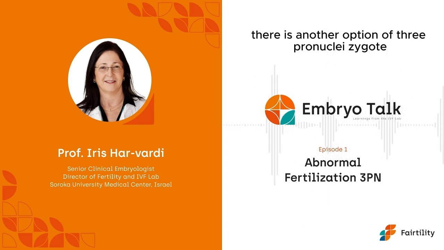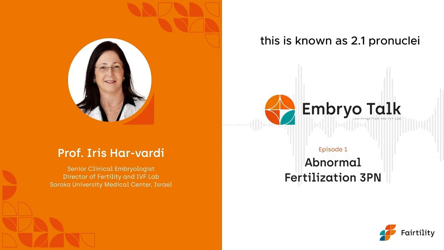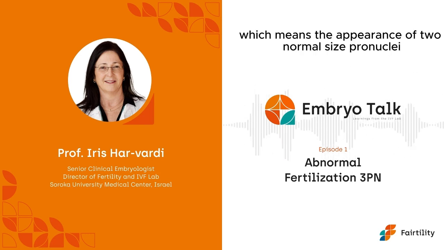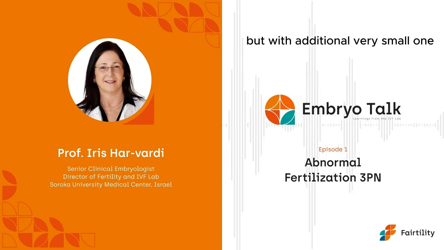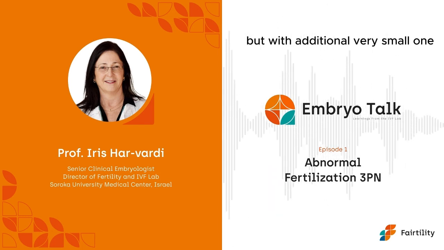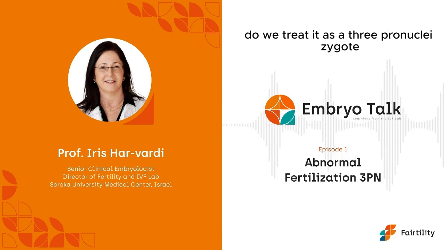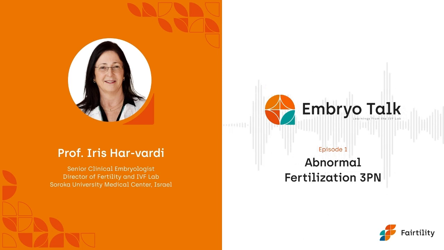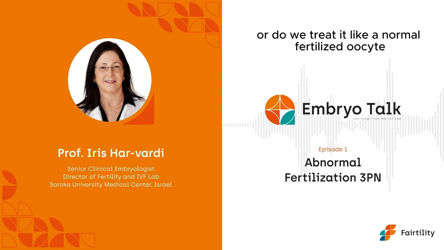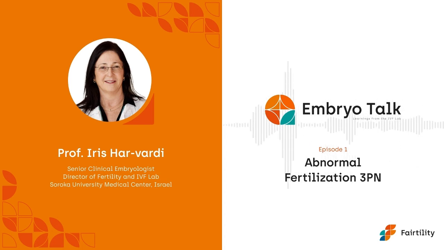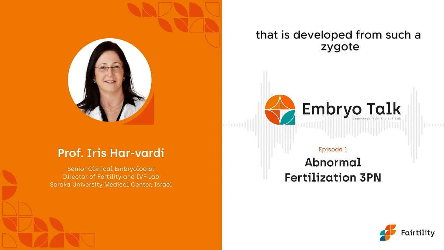There is another option of tripronuclear zygote. This is known as 2.1 pronuclei, which means the appearance of two normal-sized pronuclei, but with an additional very small one. The question remains, do we treat it as a tripronuclear zygote, or do we treat it like a normally fertilized oocyte? Do we transfer an embryo that is developed from such a zygote?